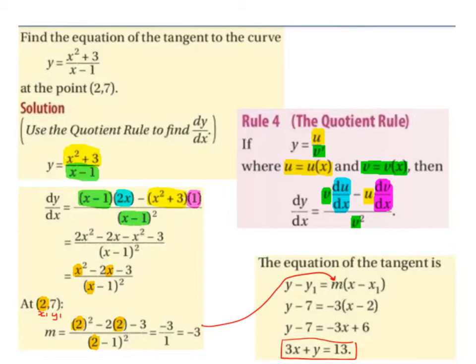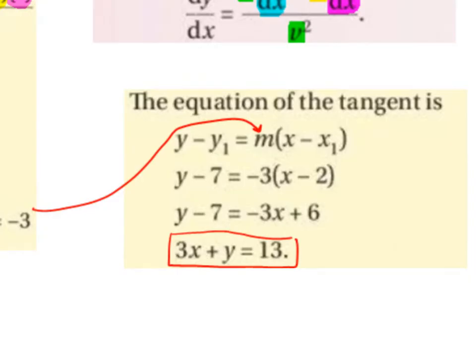Now we just need the equation of the straight line, the equation of the tangent. So the equation of the tangent is y minus y1 equals m times x minus x1. We swap the y1 for 7. We swap the m for minus 3. And we swap the x1 for 2. So we simplify. So we have y minus 7 equals minus 3x plus 6. So 3x plus y equals 13. Or solving for y, we could say y equals minus 3x plus 13. So this is the equation of the tangent.